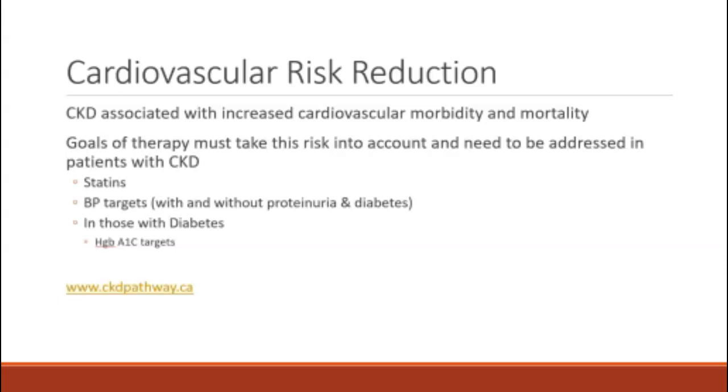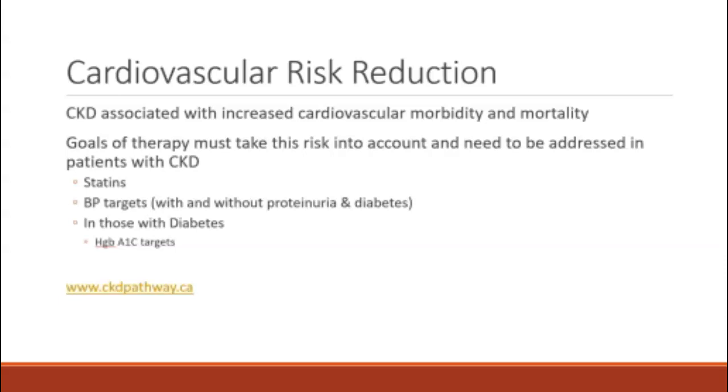Katie has already stressed the complications of chronic kidney disease, including the fact that CKD is associated with a significant increase in cardiovascular mortality compared to those without the disease. When we manage patients with this disease, we must ensure that our goals of therapy include taking this risk into account and managing this risk with appropriate therapy. This includes statin use, as well as ensuring that both blood pressure and hemoglobin A1C targets are met in those with concurrent hypertension and diabetes.